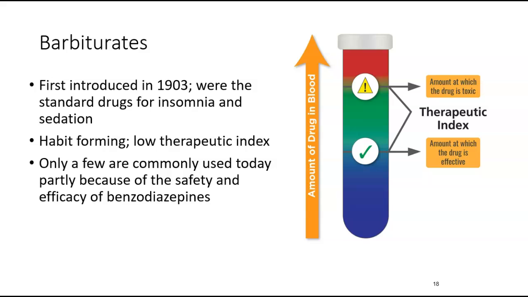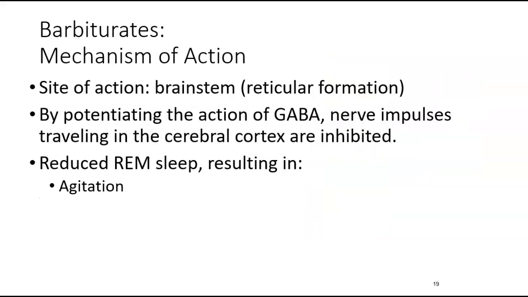In fact, there's only a few that are in use today, and with all of them we have to watch their blood levels because of the toxicity. So how do they work, right? They work in the brainstem. They potentiate GABA, and that basically inhibits those nerve impulses from the cerebral cortex.